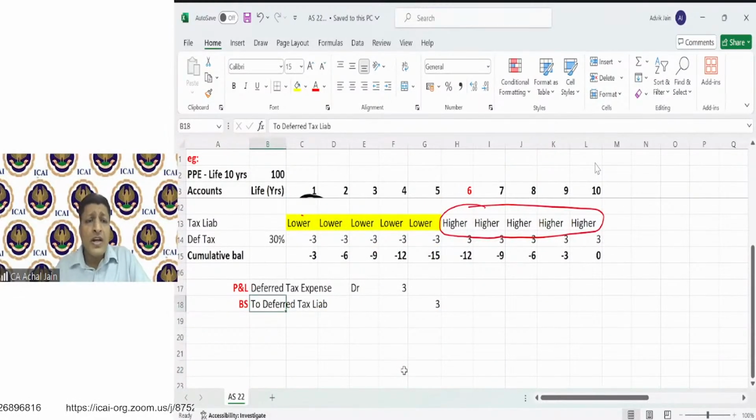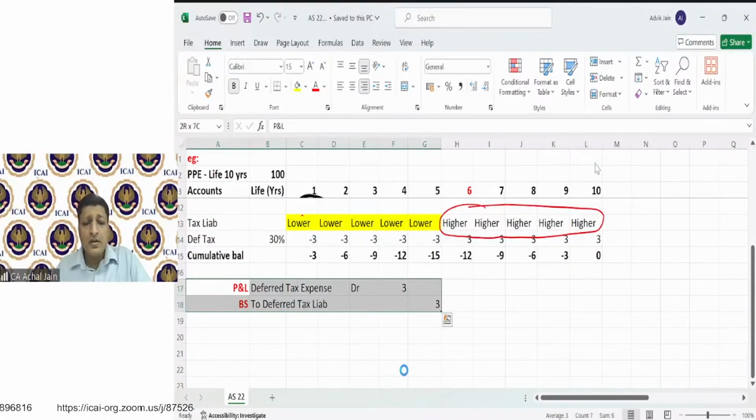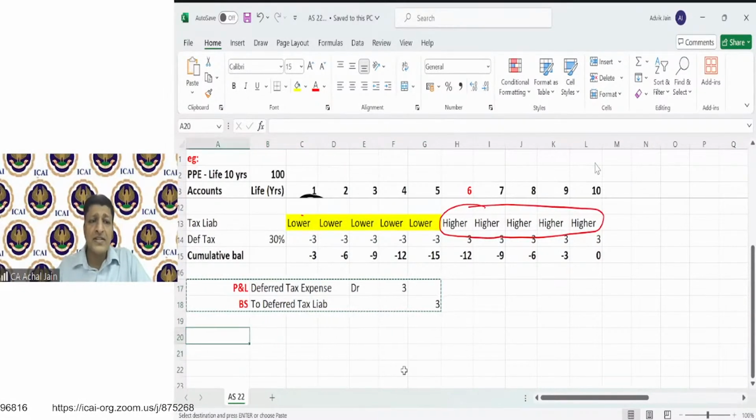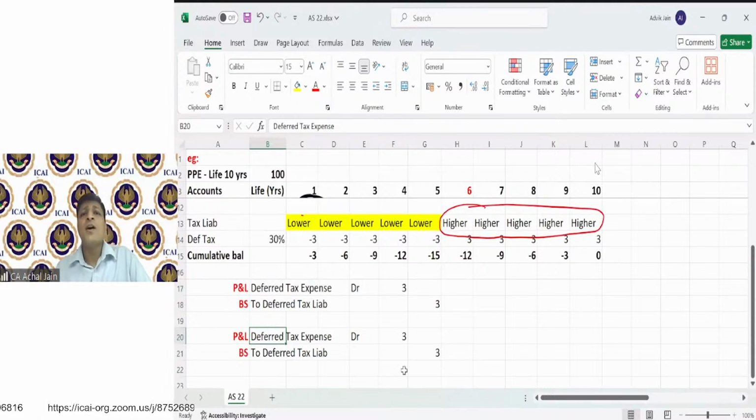So now let's suppose this was recognized as a deferred tax asset. Now, what is the accounting entry you will pass? Can you tell me, for a deferred tax asset, if you were to recognize that, what is the accounting entry you will pass? Quickly, over to you.